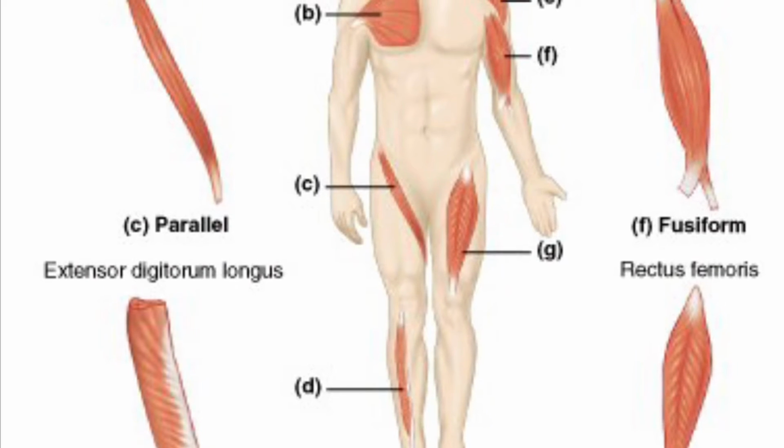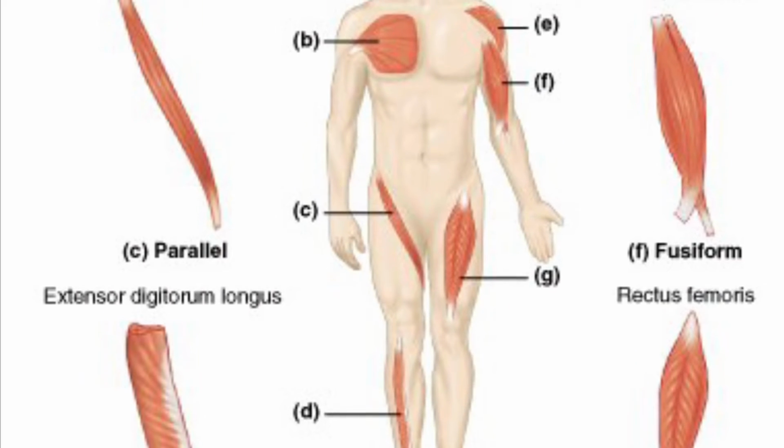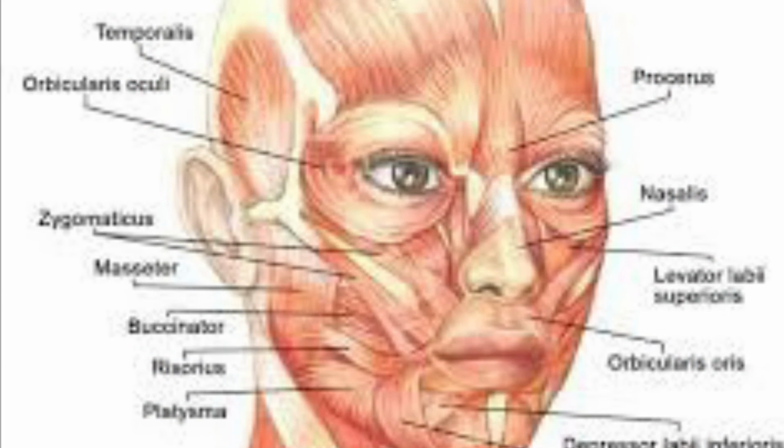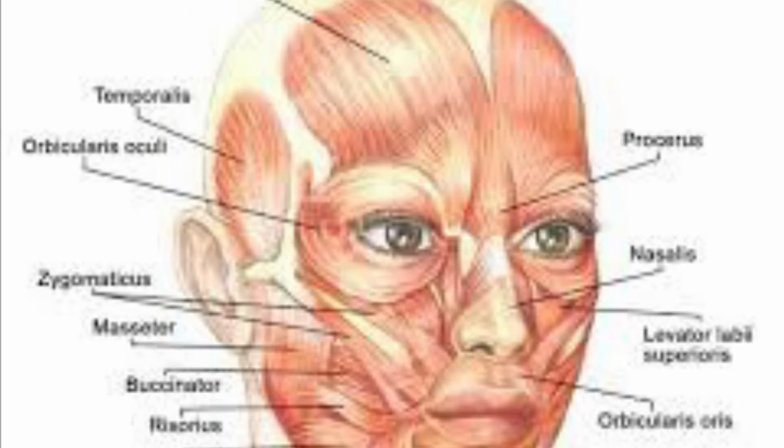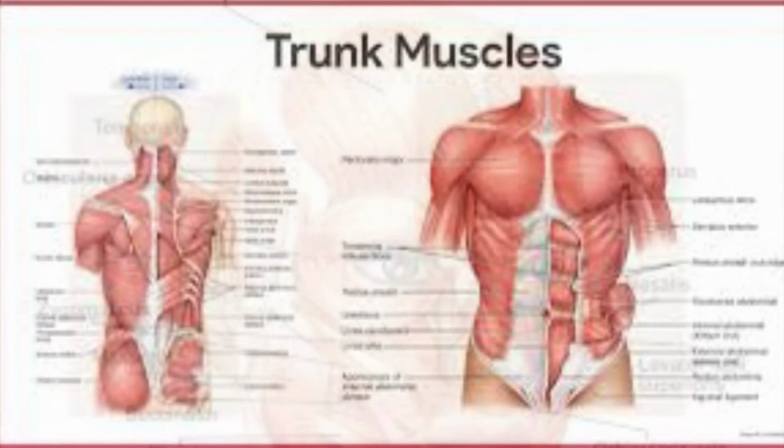Muscles are named by their features, like size, shape, directions of fibers, location, number of origins, origin and insertion, and action. There are head and neck muscles that aid in chewing, facial expressions, and other movements.